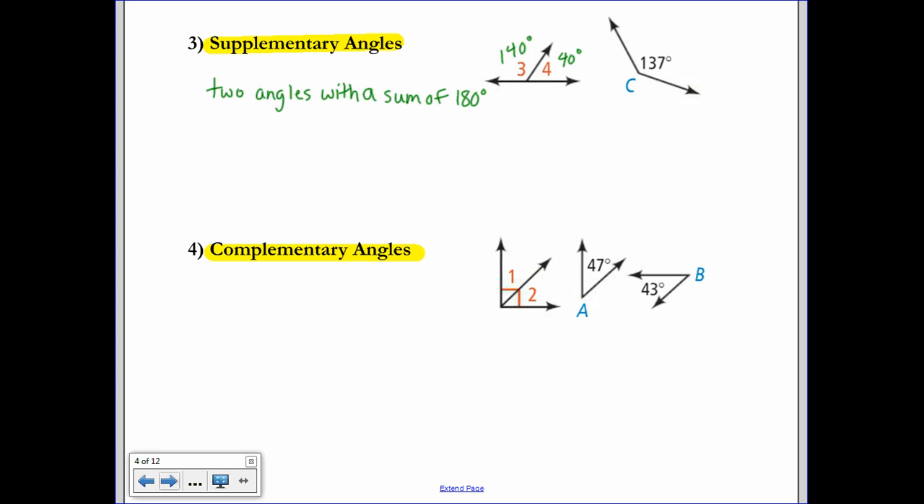The second picture right next to it shows a 137-degree angle. And the supplementary pair to 137 degrees doesn't necessarily need to be attached to this, doesn't necessarily need to be adjacent to it. It just needs to be another angle somewhere, let's say right here, that has the supplementary measure to 137. So to find the measure, it would be 180 minus 137. So 43 degrees. And maybe I call this one angle D. And now I have angle C and angle D forming a supplementary pair. So just two angles with a sum of 180 that aren't necessarily adjacent to each other.